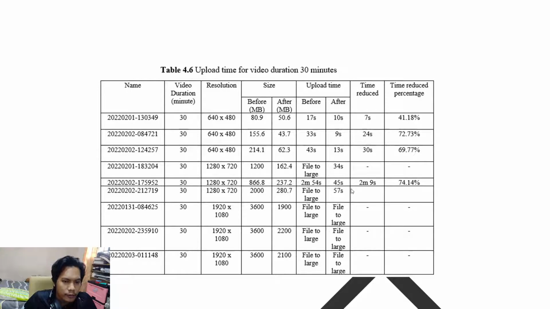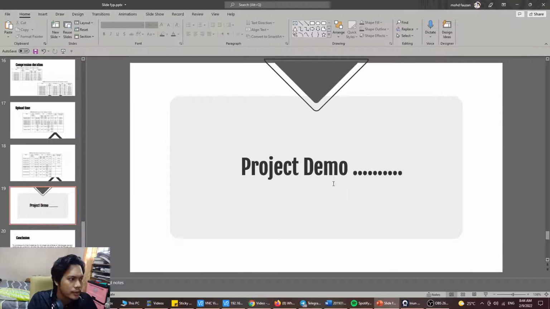Okay, so we move on to the 30 minutes. Here on 30 minutes on 480p, before this we see 53 seconds. After the compression, it only took 13 seconds. And also before this on the 720p, before is 2 minutes and 54 seconds. After the compression, it only takes around 45 seconds. Okay, so we move on to the project demo.